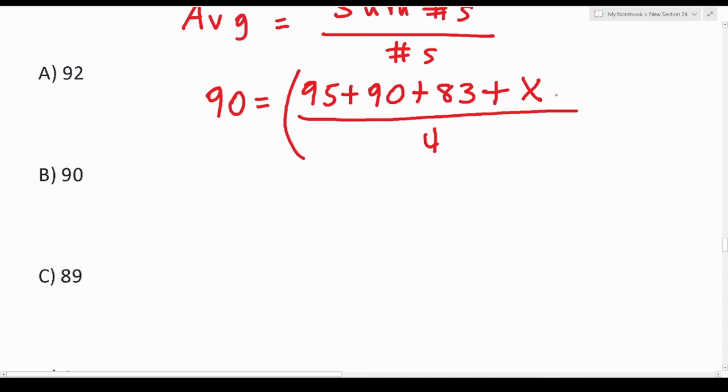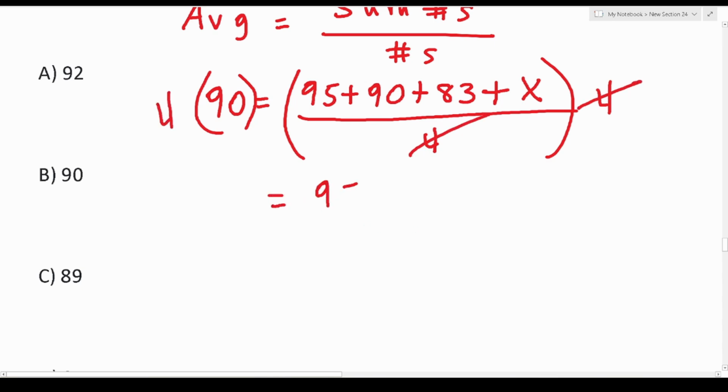So the very first thing I'm going to do is multiply both sides by 4. This crosses out here, leaving us with 95 plus 90 plus 83 plus X equals 90 times 4. That's not that hard to do mentally. Again, 9 times 4 would be 36. Therefore, 90 times 4 is 360.